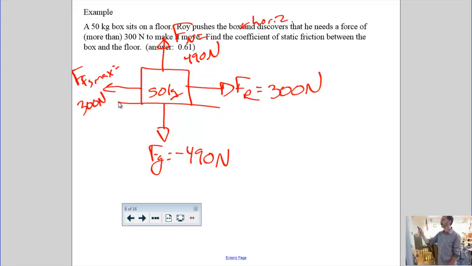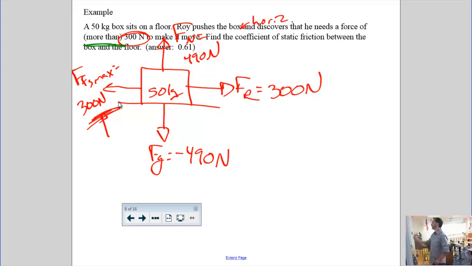So this is a weird way of me telling you what the maximum force of static friction is, right? I'm telling you how much force he needs to get it to move, and so that's telling me the maximum force of friction, all right? Now this is kind of a gray area. A lot of times it won't say more than, it'll just say he discovers he needs a force of 300 newtons. So that means that your maximum friction is 299.9999999, which you just round up, right? Okay, so anyway, let's finish this.